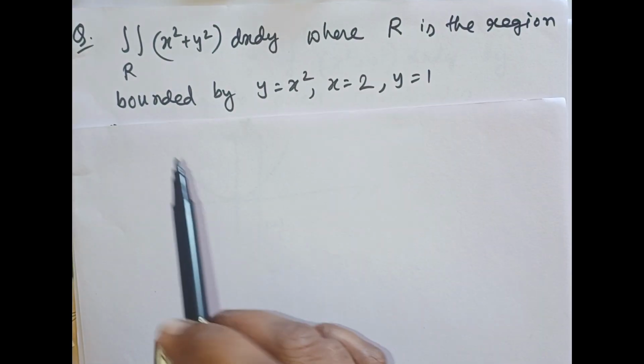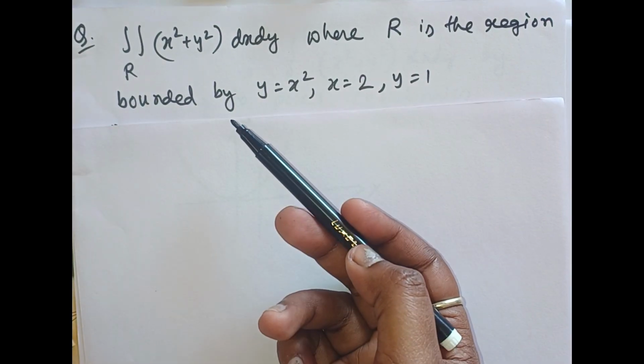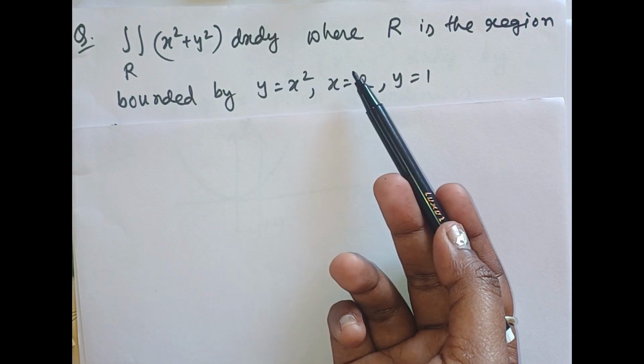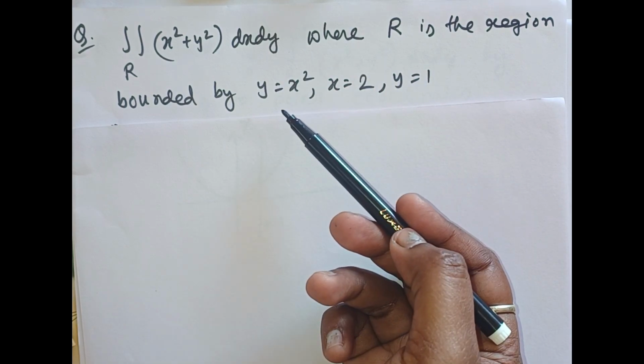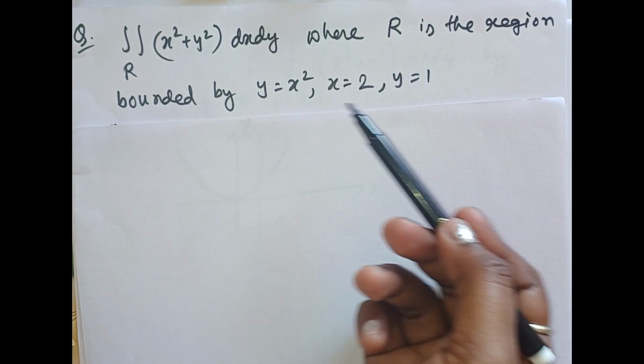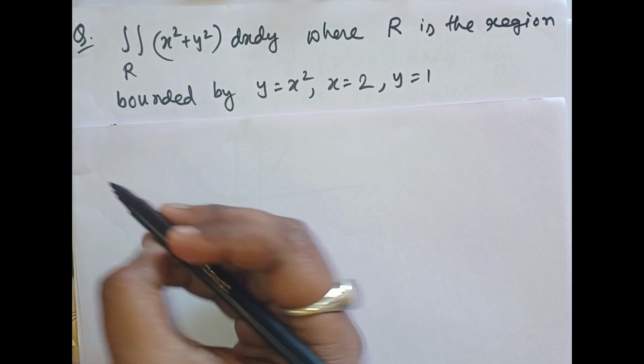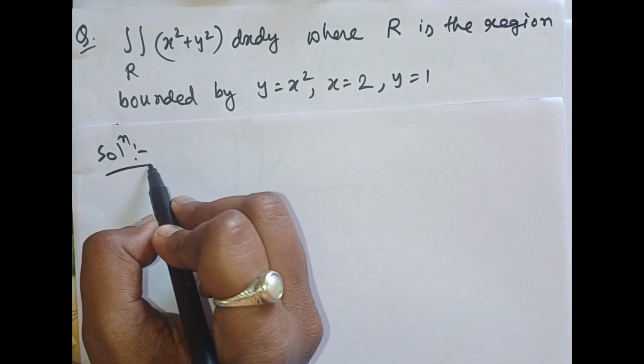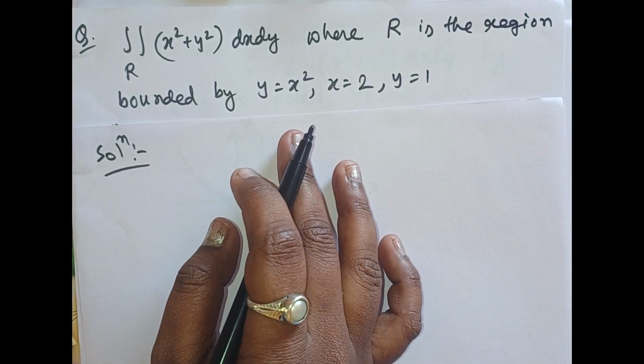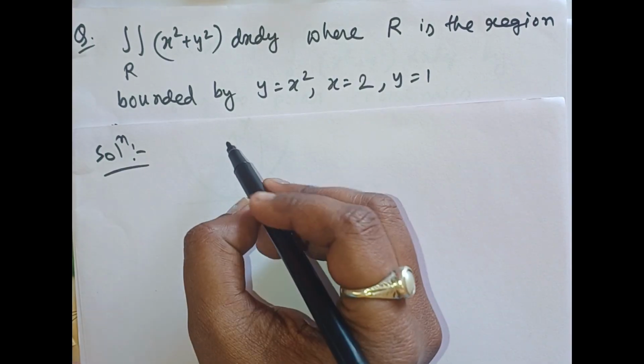Now let us solve another question. We have to calculate the double integral of x square plus y square dx dy, where R is the region bounded by y equal to x square, x equal to 2 and y equal to 1. These two are lines and y equal to x square is a parabola. So again we have to draw the region.